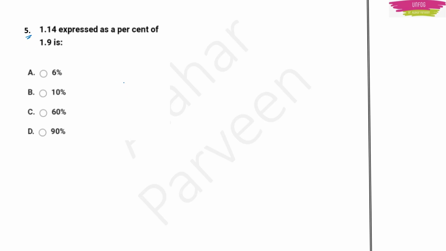It is 1.14 expressed as a percent of 1.9 is. See, you have to understand the question first. What they are telling? They are telling that 1.14, if it is expressed in percentage of 1.9, what will be the answer? They are telling 1.14 into 100 divided by 1.9. Like that you have to write.